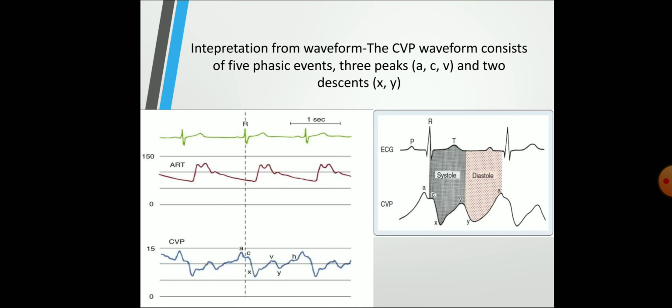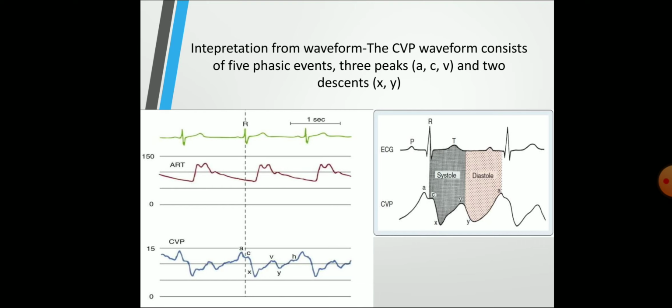Now, you have the central venous pressure waveform. The central venous pressure waveform consists of 5 basic events. Basically, you have the electrocardiogram in which the PQRS cycle is present. In this PQRS cycle, when you chart the CVP along with it, you get to see the waveform, which is seen in the blue line as shown here. During systole and during diastole, you can see the CVP waveform.